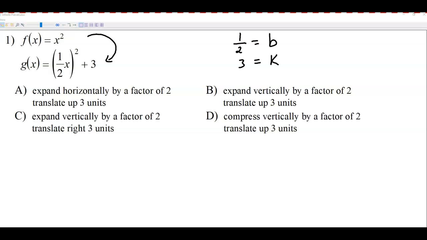Very good. So if it's positive, it goes... No, you're good, Aaliyah. I just said it backwards, but you know it. If it's positive, it's up. If it's negative, it's down. So which way does this thing go? Let's write that here. It translates up.